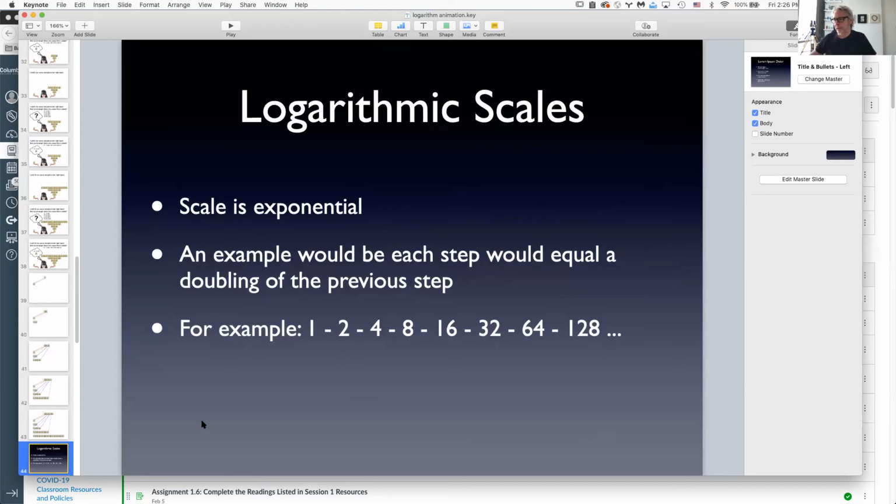This is exactly what we did here before. You start with 1, you double it and you get 2. You double it again, you get 4. You double it again, you get 8. You double it again, you get 16. You double it again, 32. Double it again, 64. Double it again, 128.